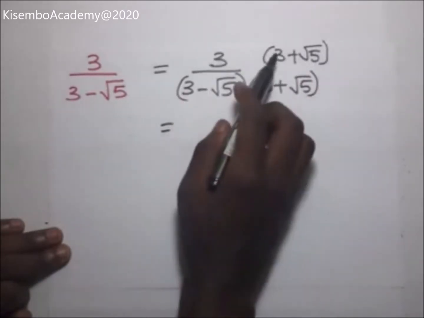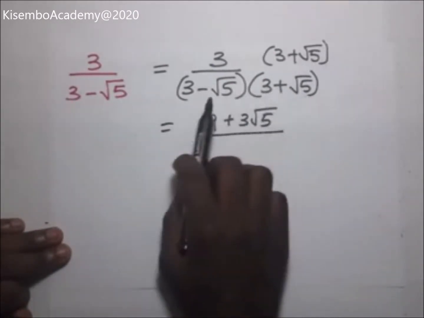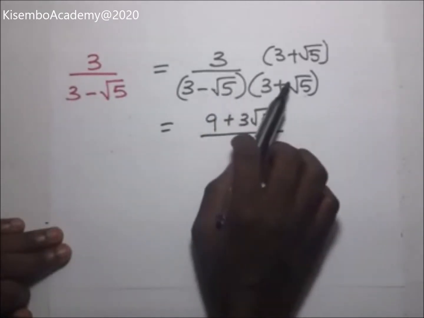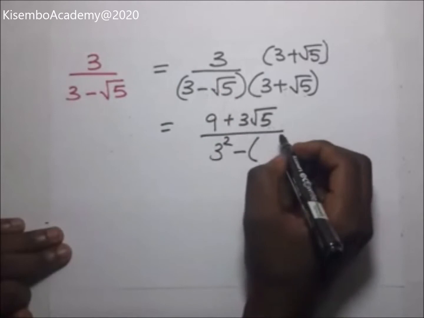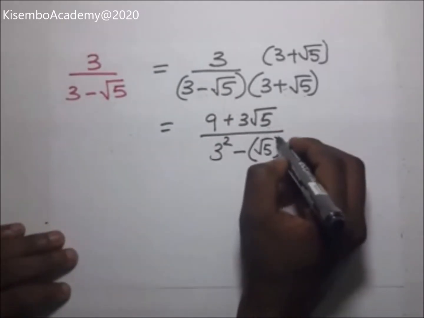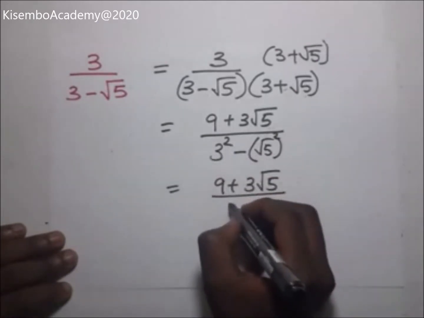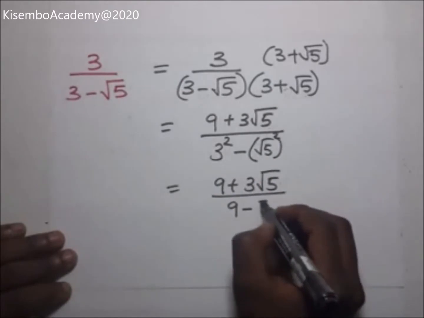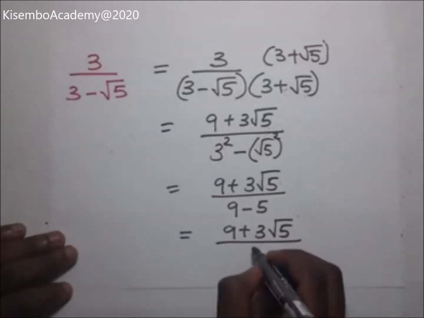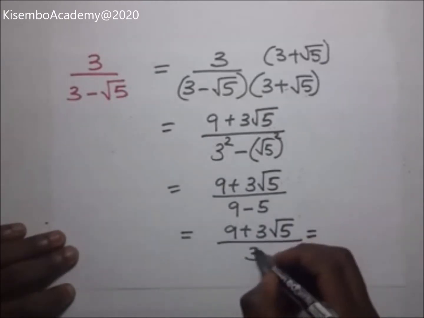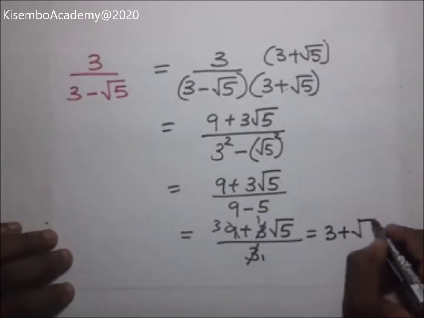This is going to become, we open brackets, 3 times 3 is 9, then 3 times root of 5 is plus 3 root of 5. Divide that by, if you look at this below, this is a difference of two squares. So this times that is giving us a squared minus b squared. So a squared is 3 squared minus b squared is root of 5 squared. So our answer is going to be 9 plus 3 times the square root of 5, divided by 3 squared is 9 minus root of 5 squared is 5. And the answer here is going to be 9 plus 3 times square root of 5, divided by 4. Dividing through by 3, we get 3 and 1, so we end up with 3 plus root of 5.